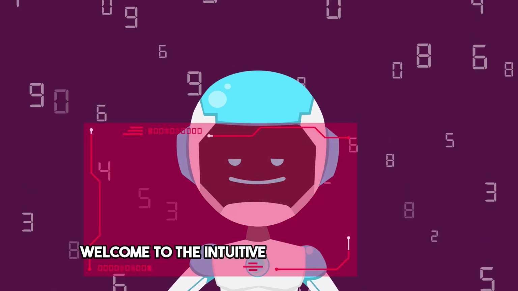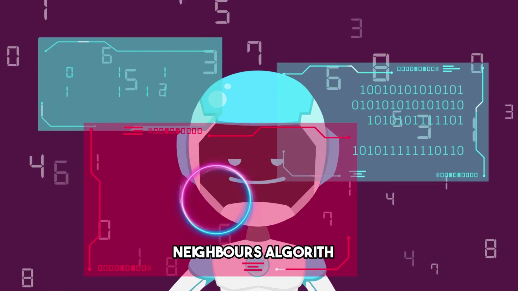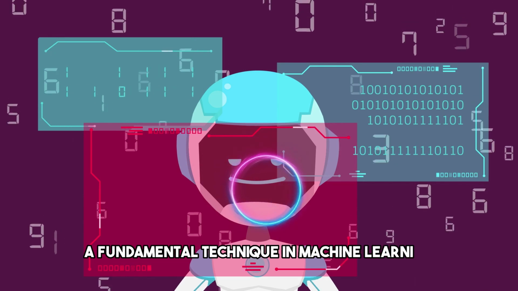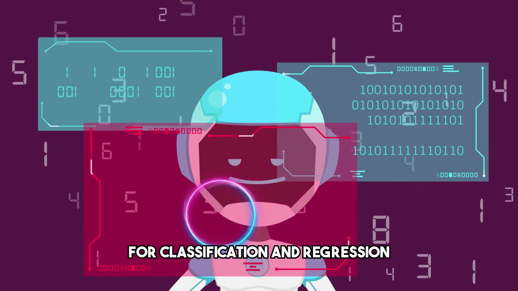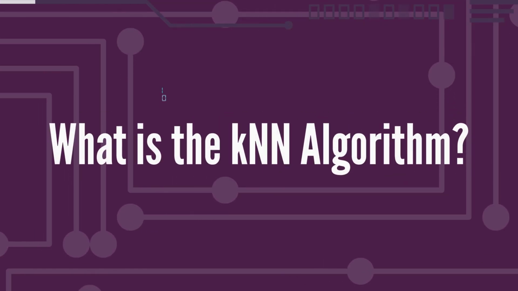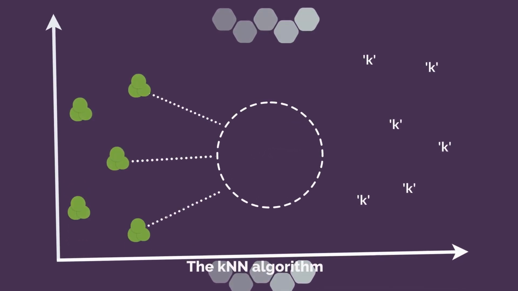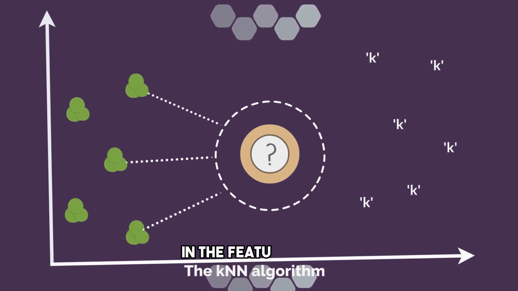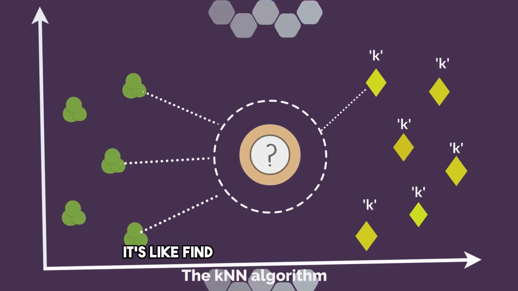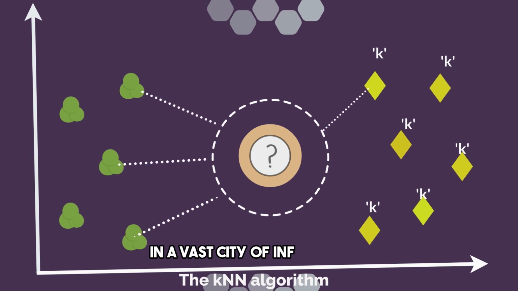Welcome to the intuitive world of the k-nearest neighbors algorithm, a fundamental technique in machine learning for classification and regression. The KNN algorithm classifies data based on the closest data points in the feature space. It's like finding your neighborhood in a vast city of information.